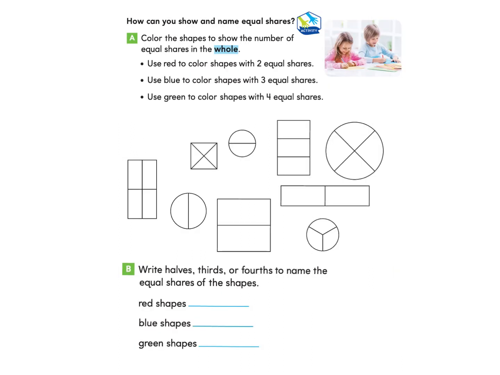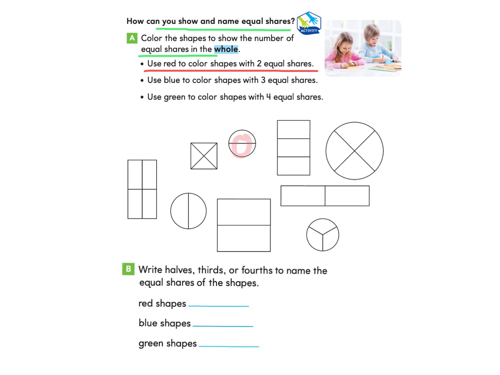Let's take a look at the next page, page 547. How can you show and name equal shares? Color the shapes to show the number of equal shares in the whole. So we have whole shapes here, and they are cut into different shares. So we're going to use red to color shapes with 2 equal shares. Let's do that now. You may need a red crayon or a red marker. If you want to pause and get that, you can do so. And you can also try this part on your own and come back, or follow along with me.